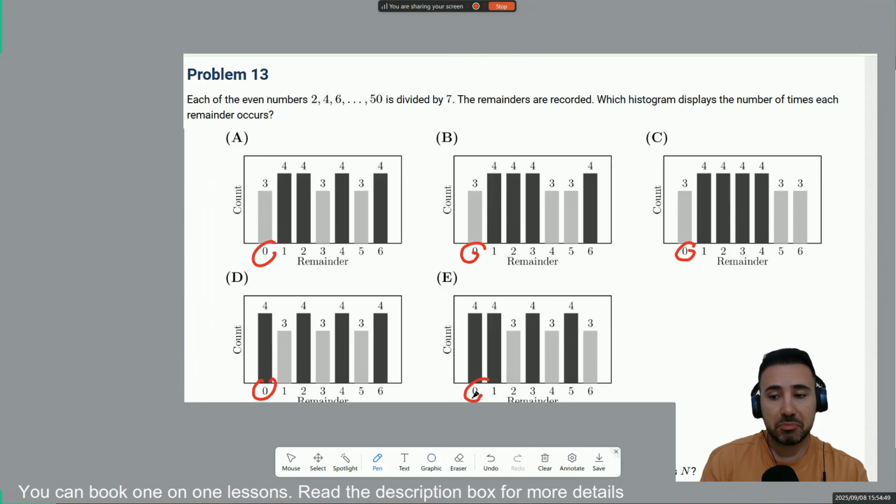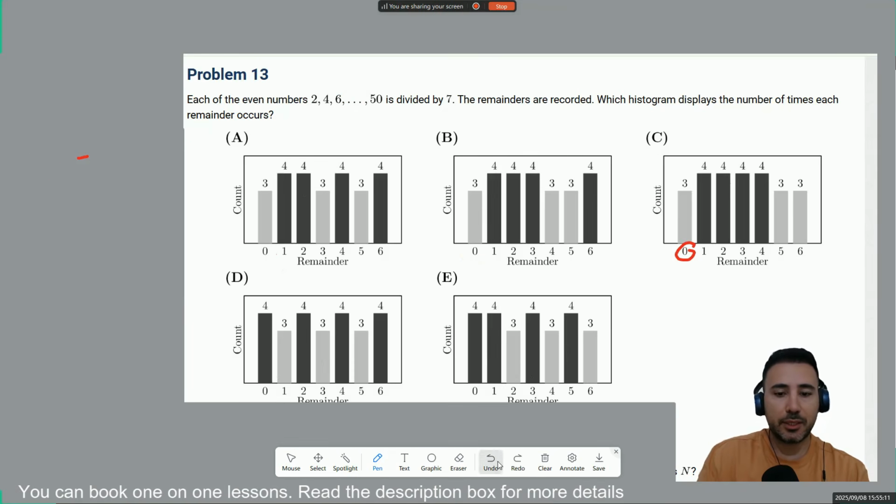Let's see, just find the remainder 0. I mean, what is the number that when we divide by 7, remainder is 0? What's that number? 7 is one, right? When we divide 7 by 7, remainder is 0. But 7 is not here because 7 is odd. What is the next number that is like that?